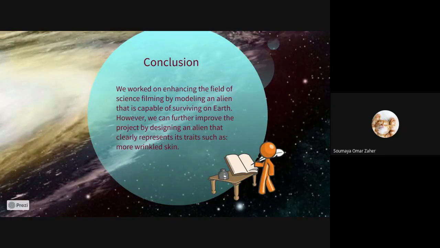In conclusion, we worked on enhancing the field of science filming by modeling an alien that is capable of surviving on Earth. However, we can further improve the project by designing an alien that more clearly represents its traits, such as more wrinkled skin.